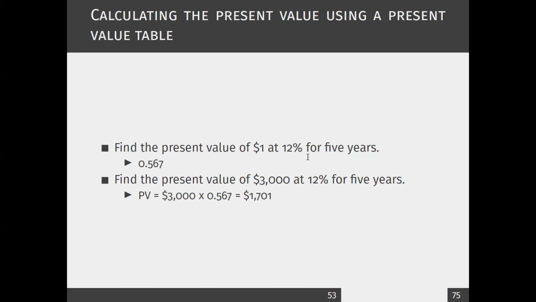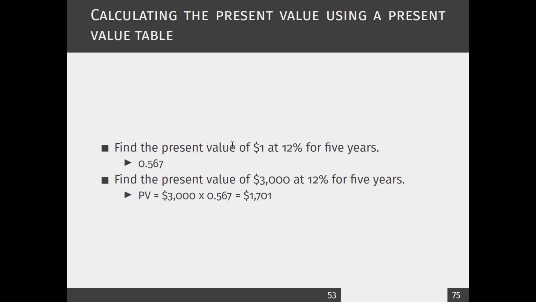Right, now let's see how we are going to find this. What do you mean by present value? When you have $1 with an interest rate of 12% for 5 years, what we are trying to find is the net present value. What is the value right now? You will get this as 0.567.